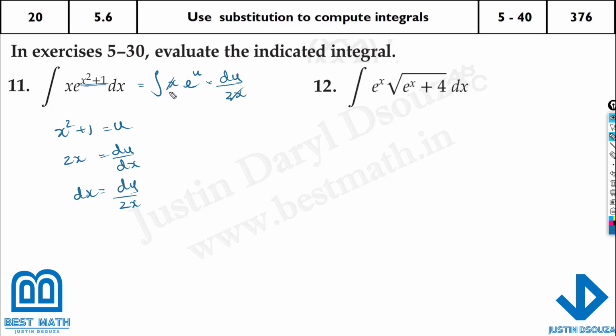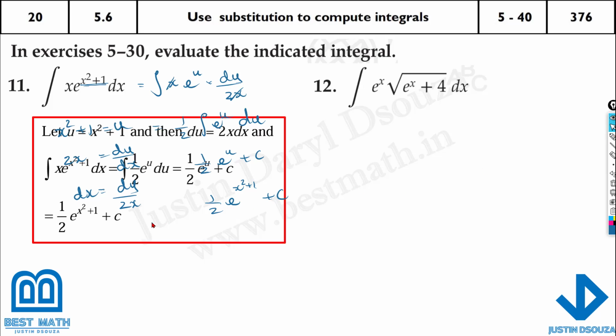This x and x cancel. Now everything is in terms of u and numbers. So it's half the integration of e to the u du. What is the integration of e to the u? It's the same thing, isn't it? e to the u itself plus c. And here we can write e to the u, which was assumed to be x squared plus 1, plus c. So the integration of this is just this. So that is the answer. So here we go.